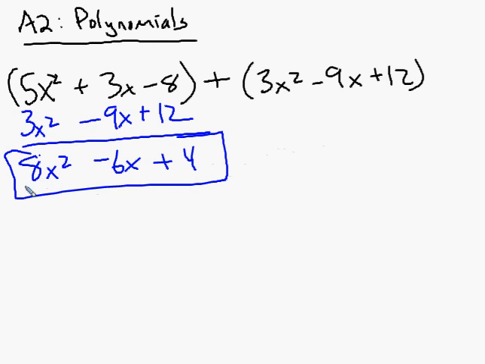Now, note on how to write these. We want to write them in alphabetical order of our variables, so I only have one variable, x. And then I want the exponent to decrease. So x squared first, then x, and then the constant term last.